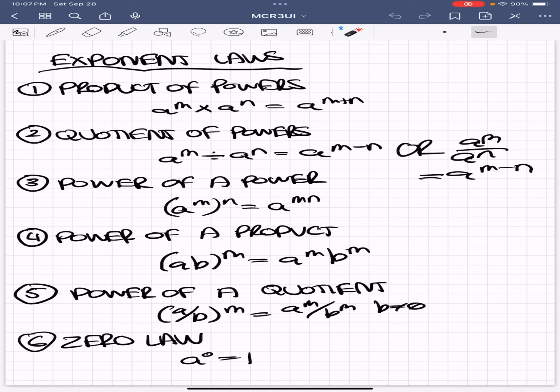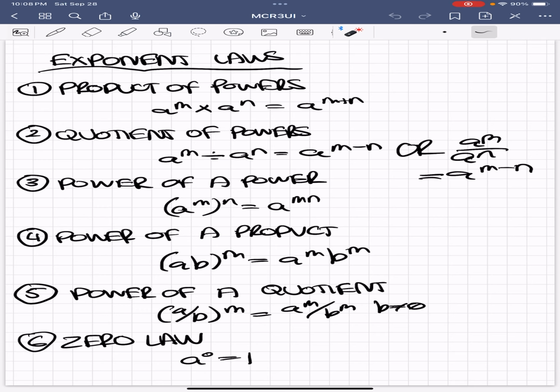So we have product of powers, meaning if there are two expressions with the same base, meaning the same number, and they both have different exponents, we then add those exponents together. Then we have quotient of powers, meaning two expressions with the same base, and we're dividing, and then we take those exponents and subtract them. And this is just another way to put it, or this is what this will look like.